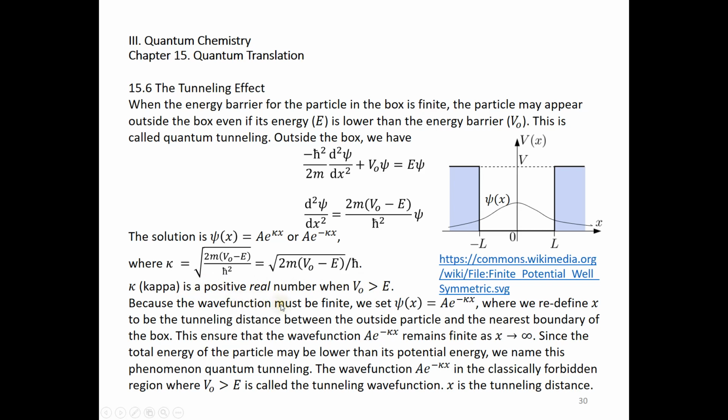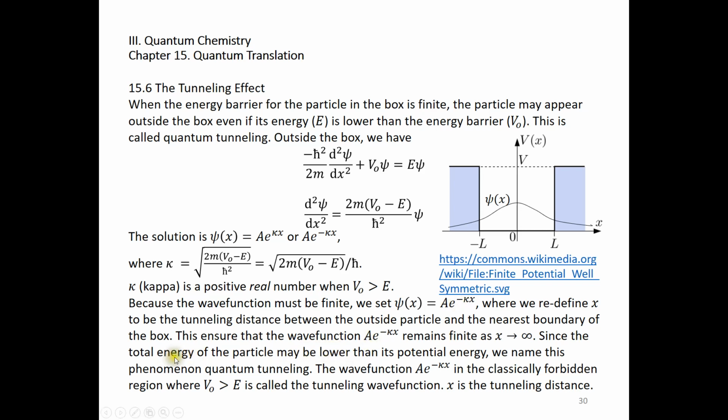Because the wave function must be finite, we'll choose this exponential function, e to the power of negative kappa x, where we define x as the tunneling distance between the particle outside and its nearest boundary. So x is always positive. It's the distance between the particle, for example outside here, and the nearest boundary. We need this negative sign to make sure the wave function is finite.